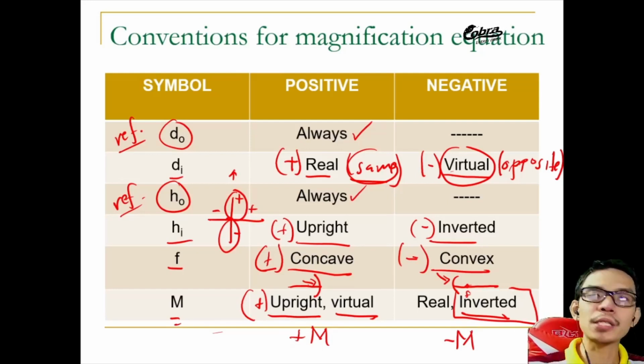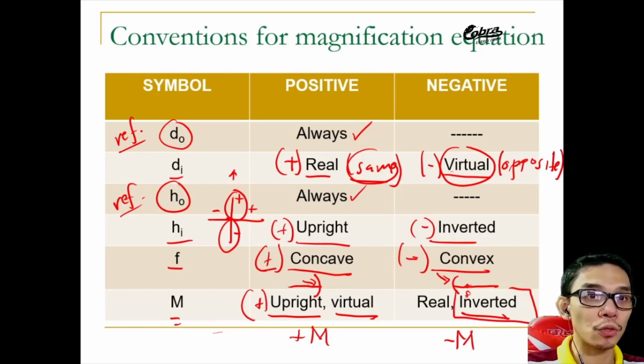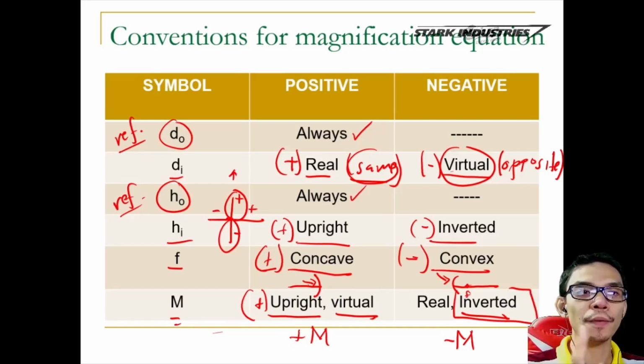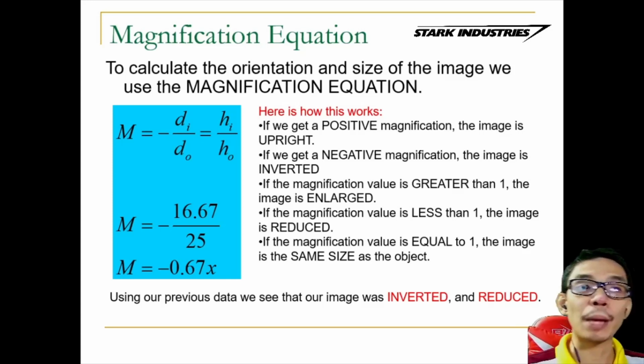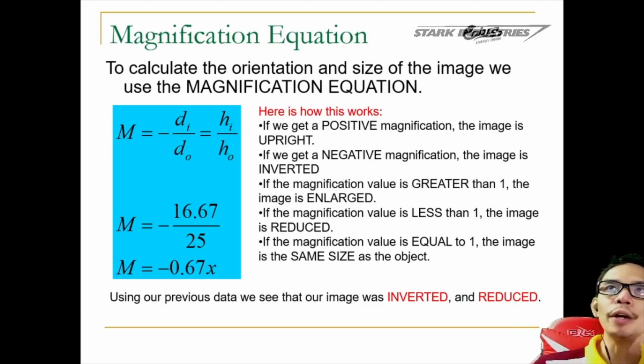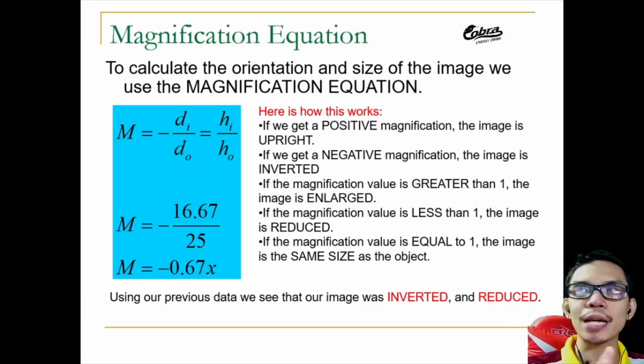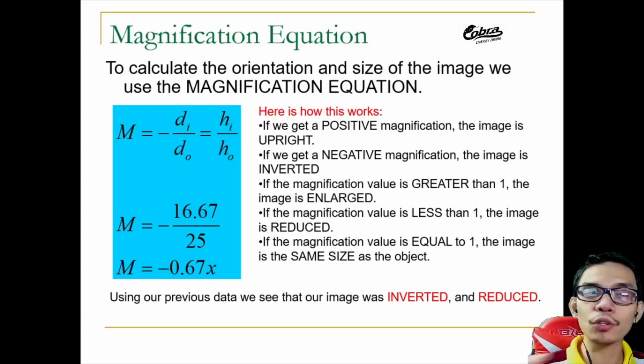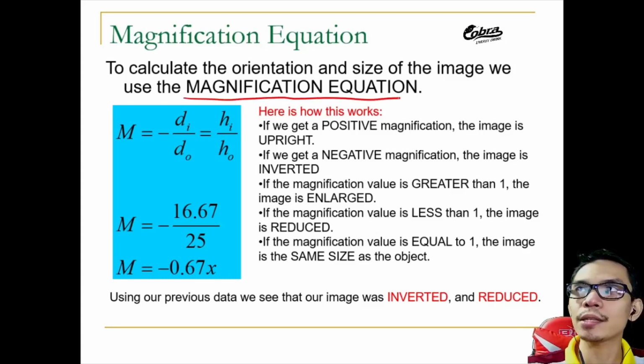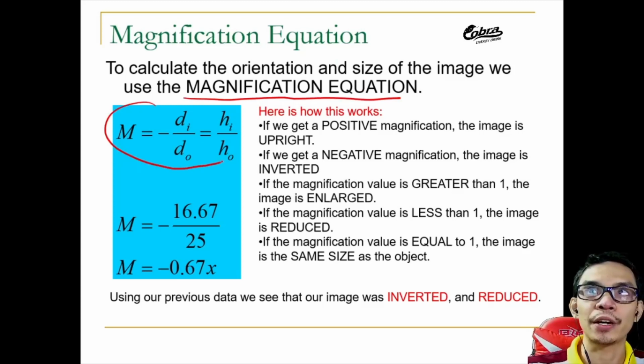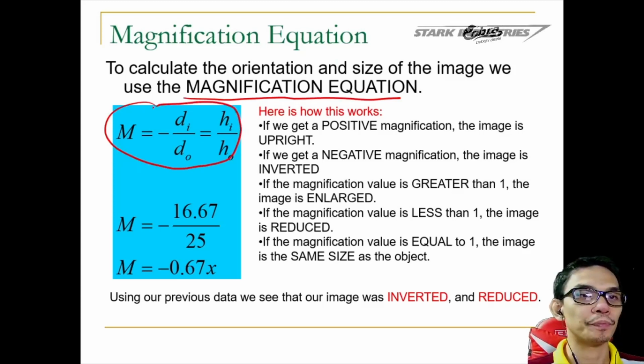Okay, so these are the sign conventions that you need to remember and take note of before you solve any word problems related to lens and mirror. Okay, so let's go to the magnification equation. In order to calculate the orientation and size of the image, we need to use the magnification equation, and it is right here.